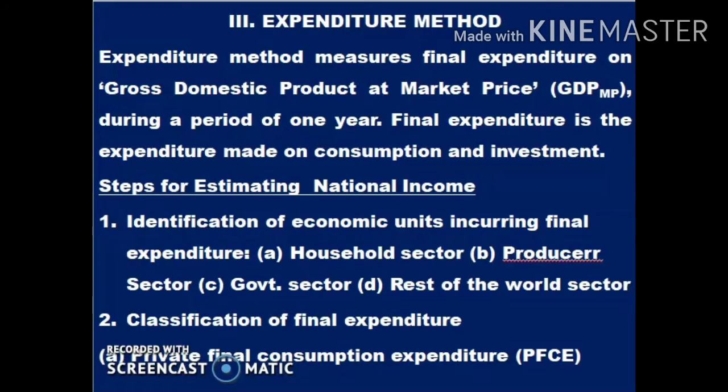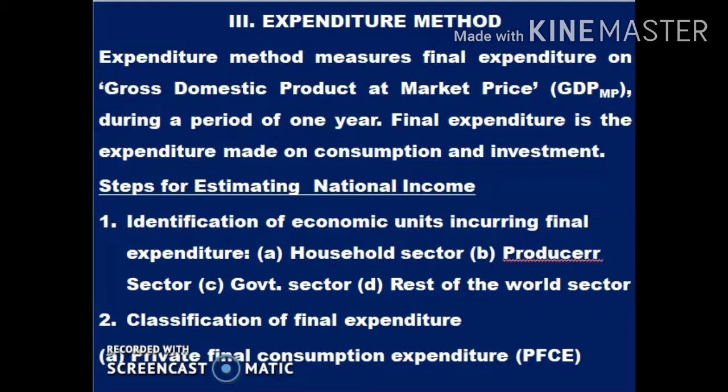The expenditure method measures final expenditure on gross domestic product at market price during a period of 1 year, and final expenditure is the expenditure made on consumption and investment. You know that aggregate demand, which you studied in the determination of income and employment chapter, consists of two things, consumption and investment.